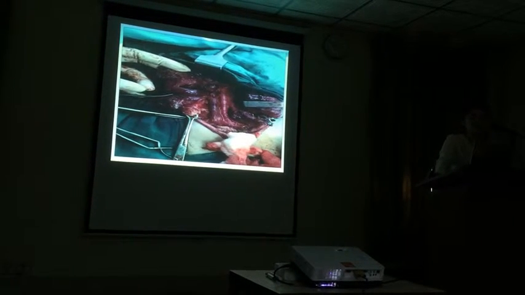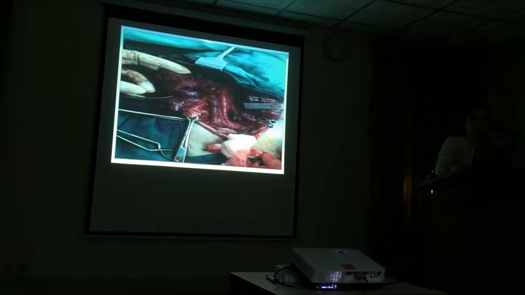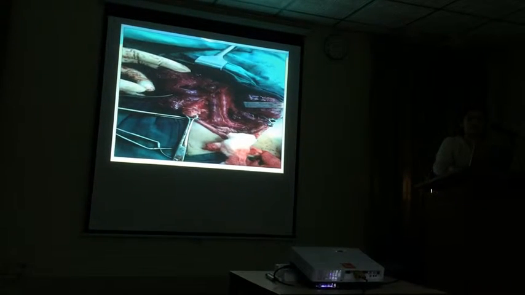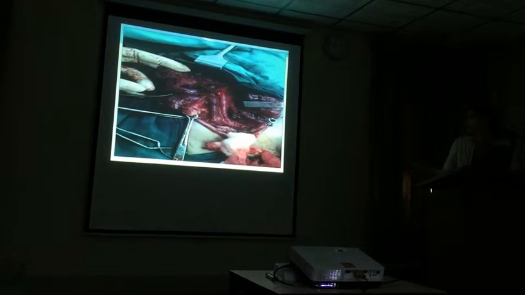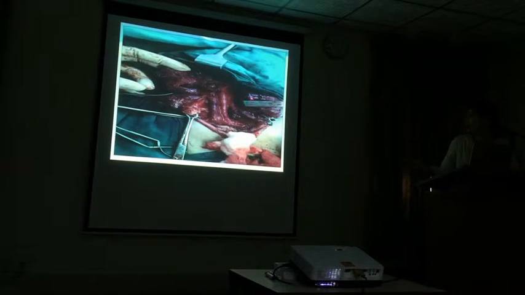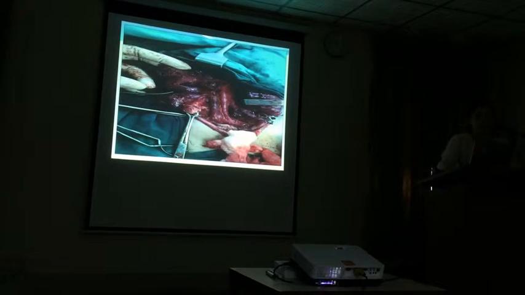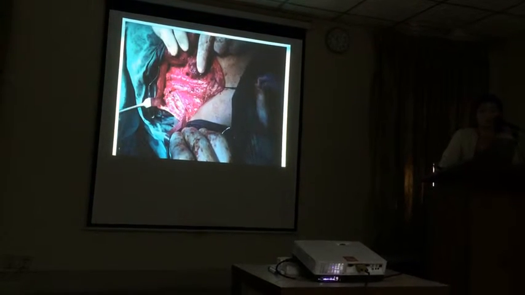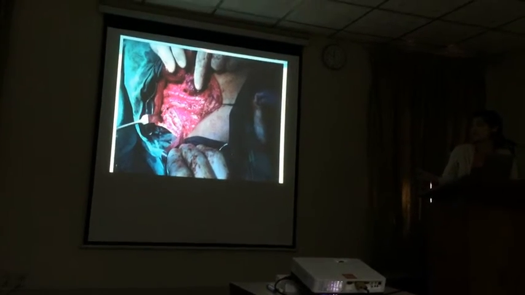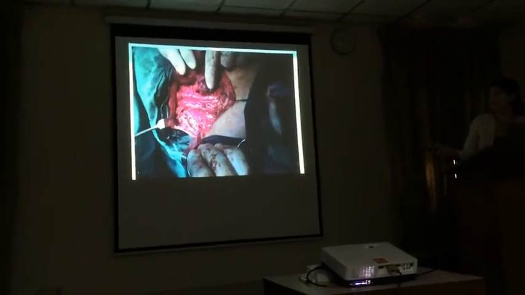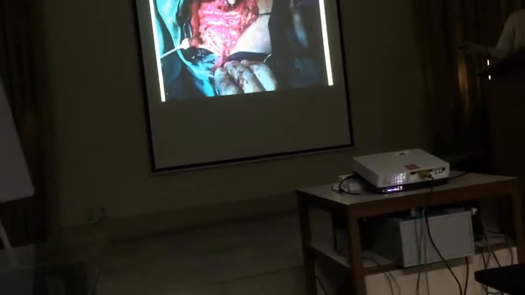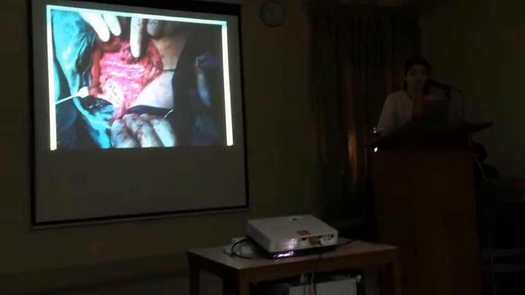Adjuvant radiotherapy after the surgical management. This is the intraoperative picture of one of the patients showing the important structures: the internal jugular vein, the common carotid artery, and the dissected lobe of the thyroid. This is another picture of another patient showing again the common carotid artery, the internal jugular vein, and the dissected lobes of the thyroid.